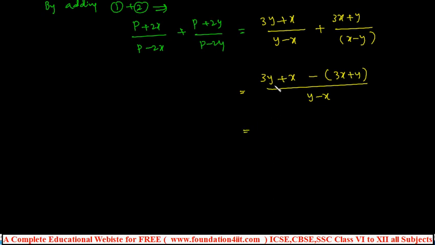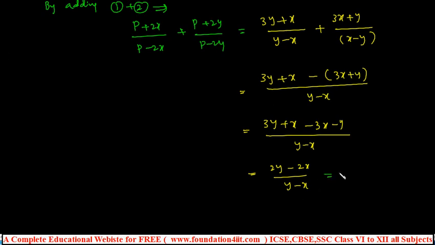Now 3y plus x minus 3x minus y by y minus x. 3y minus y is 2y, minus 2x, by y minus x. Take 2 common: 2 times y minus x by the same y minus x as denominator. Just cancel, that is equal to 2.